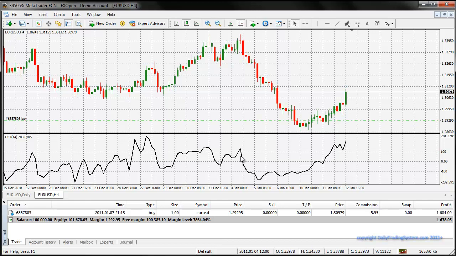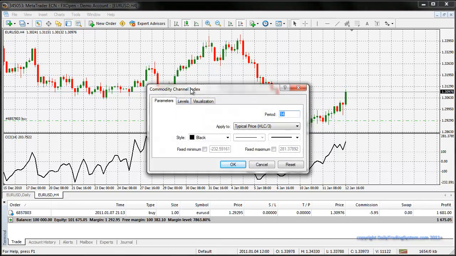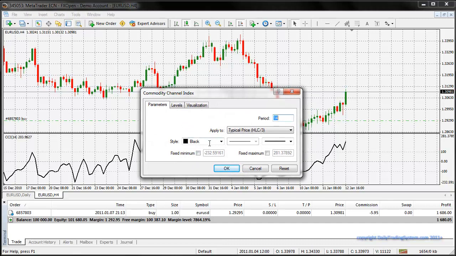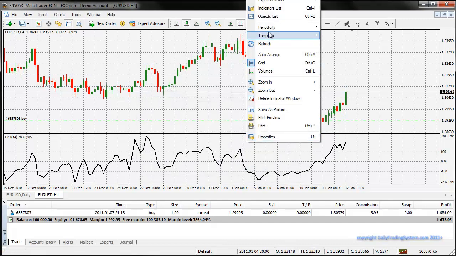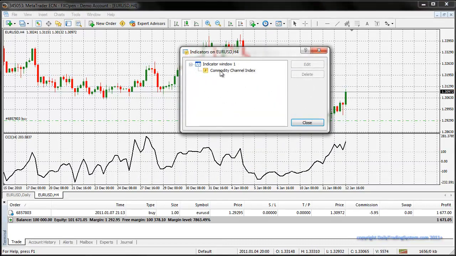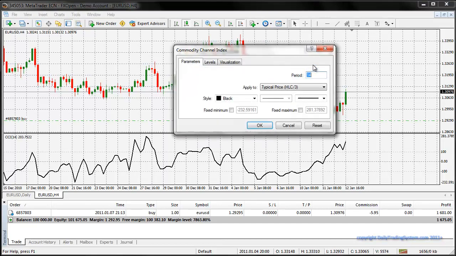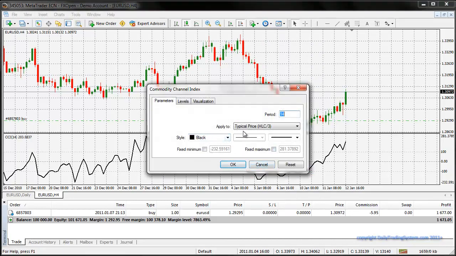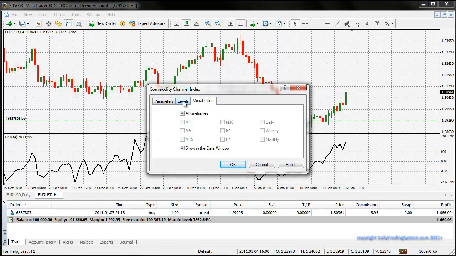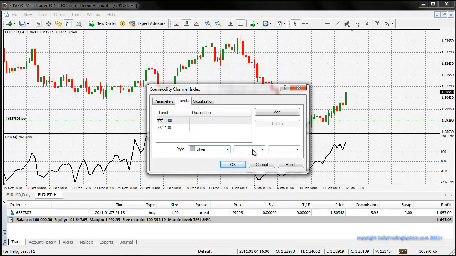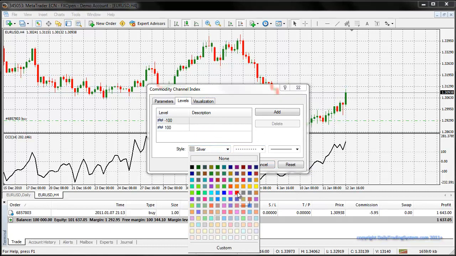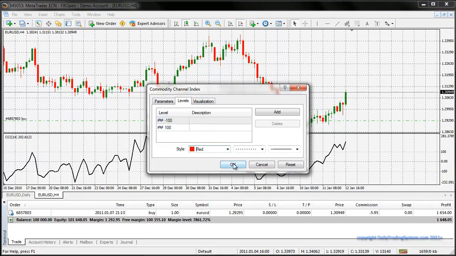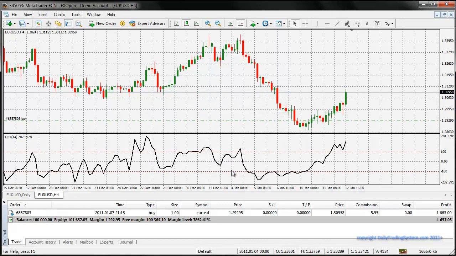So what I'm going to do is open up this area again. I've just basically double clicked on the black line to bring it up, or alternatively you can right click, choose indicators list, and then choose commodity channel index and click on edit. But I'm just going to do it the other way because it's a little bit quicker for me. Okay, so what I'm going to do here is go to the levels tab, and I want to change the color of this. I want to bring this out a little bit more. So I'm just going to choose red. Alright, so now I can see the levels a little bit more clearly.